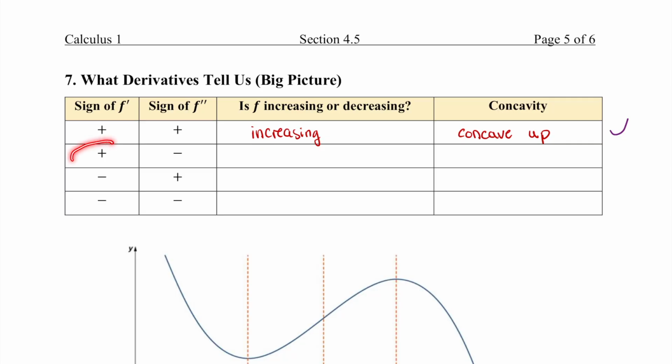Moving on to the second case. The function is still increasing because f prime is positive, but now the second derivative is negative, so the graph is concave down.